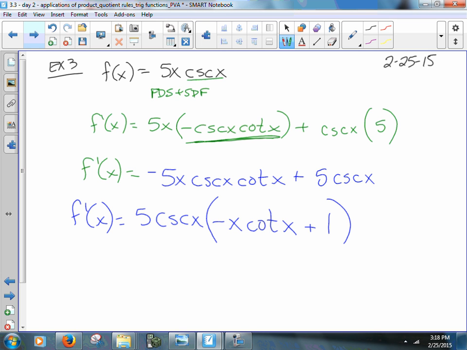Could I make that look even better? What could I do to make that look nicer? Somebody said it, I think. 1 minus. There we go.